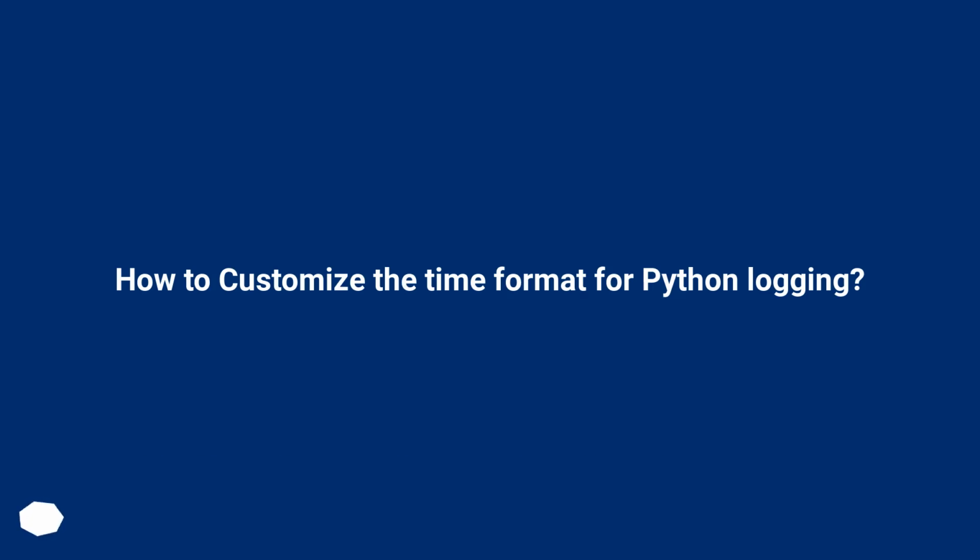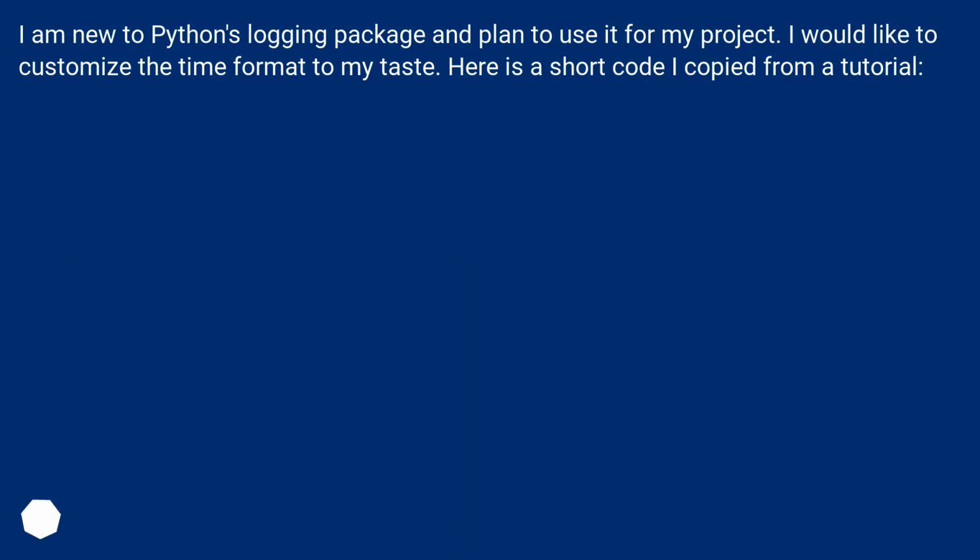How to customize the time format for Python logging? I am new to Python's logging package and plan to use it for my project. I would like to customize the time format to my taste. Here is a short code I copied from a tutorial.